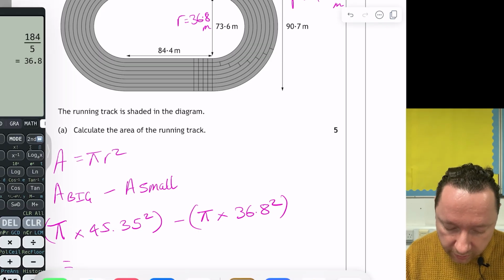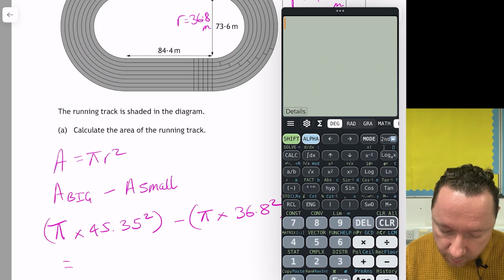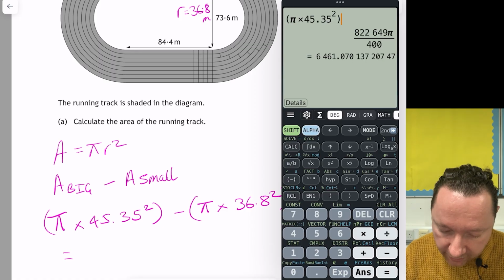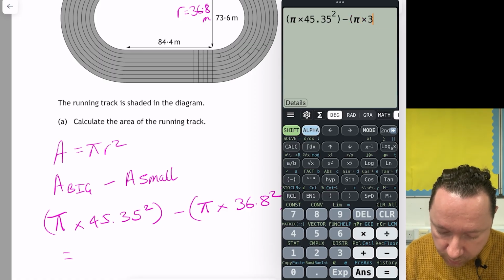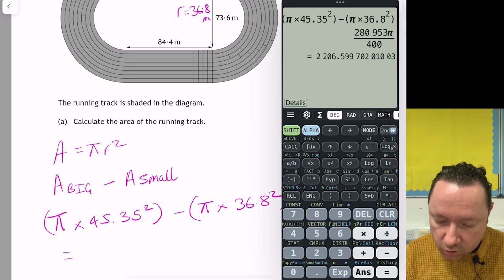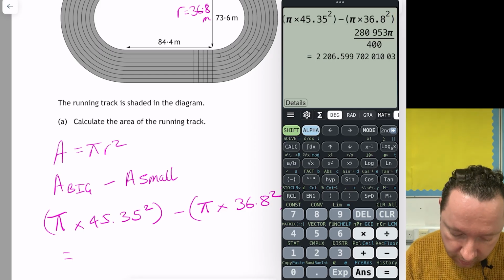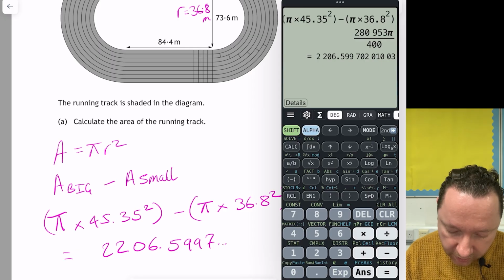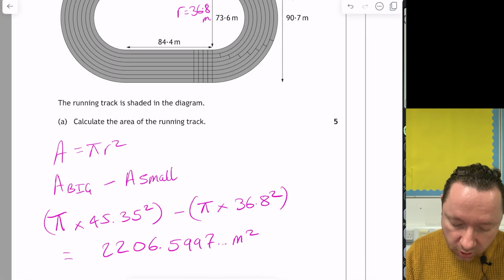So get my calculator, bracket, pi times 45.35 squared, close my bracket, minus bracket, pi times 36.8 squared, close the bracket, press equals, and you get 2206.597 meters squared. So that's my circular bit done.